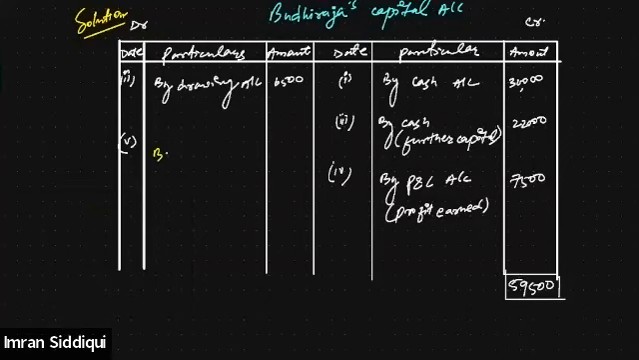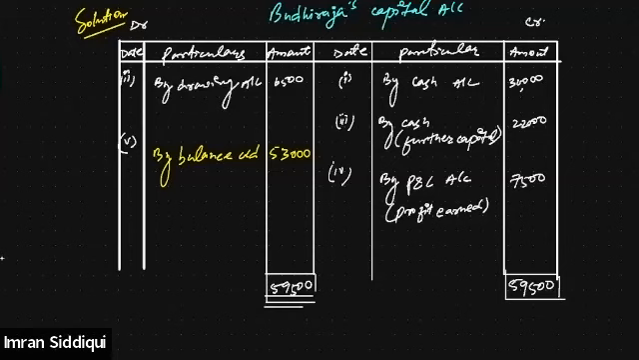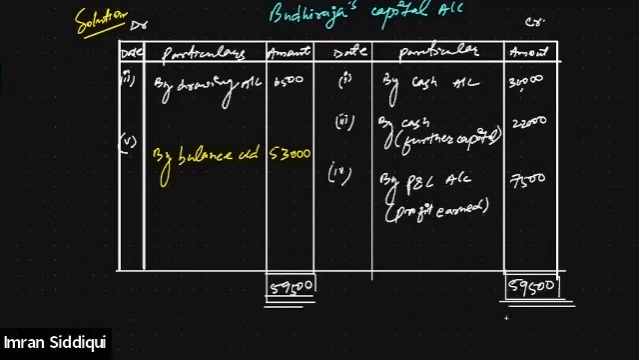We will get the closing balance, by balance c/d, 53,000. All right, everyone. And now we will close this account, 59,500 on both sides. I hope this is clear to all of you. Is it clear, everyone? Yes, sir. Okay, that's great. All right, so this is how we prepare this account.